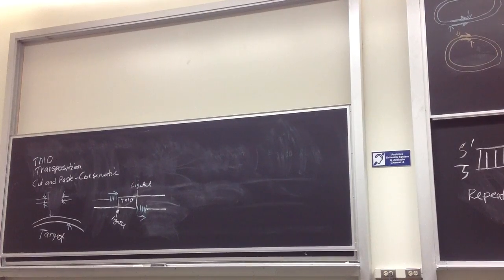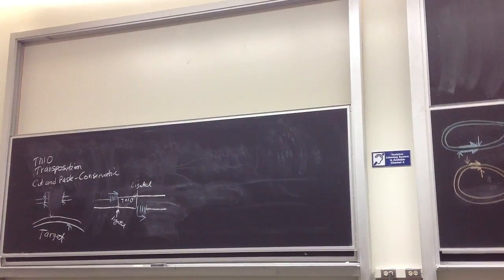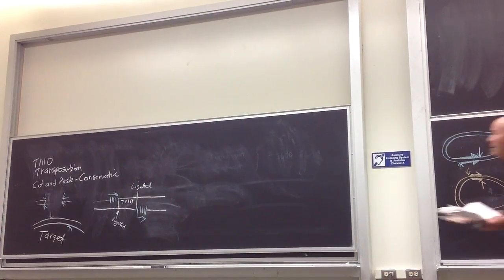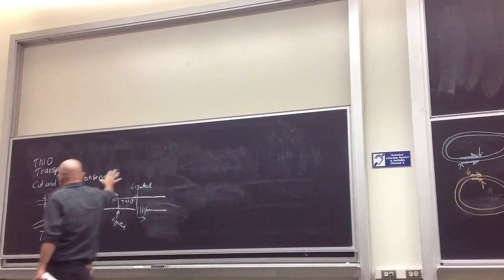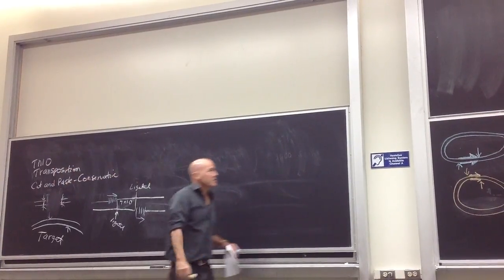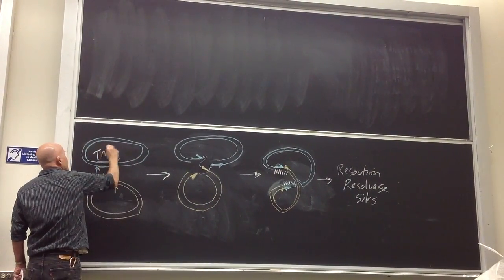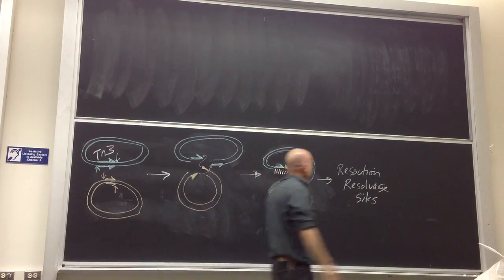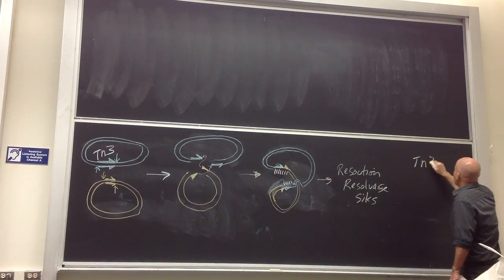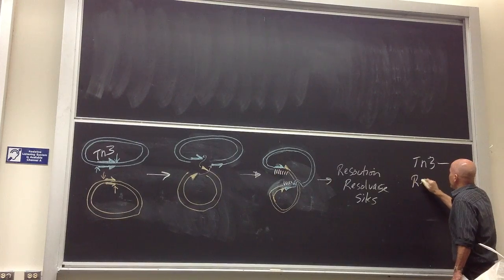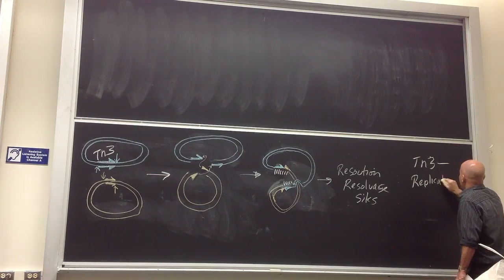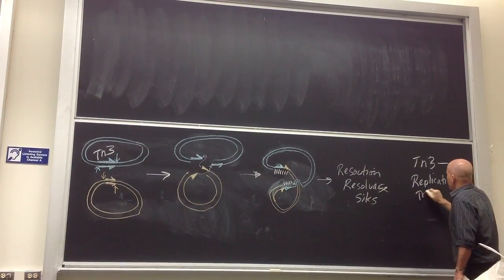Okay, so we call that conservative transposition. And this one is a little bit more complicated. So Tn10 is an example of conservative cut and paste. Another transposon called Tn3, and there's a lot of them, Tn3 is not the only one, does a replicative transposition.